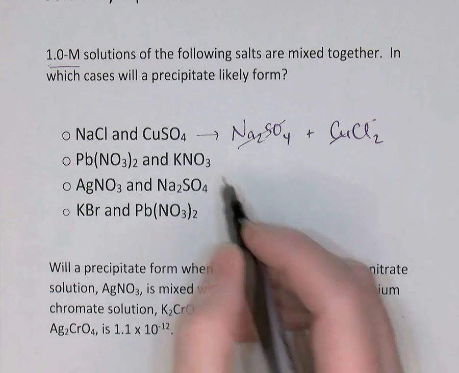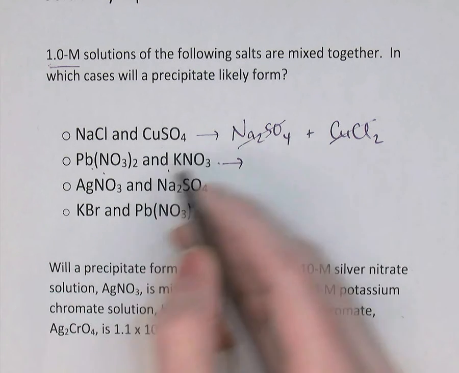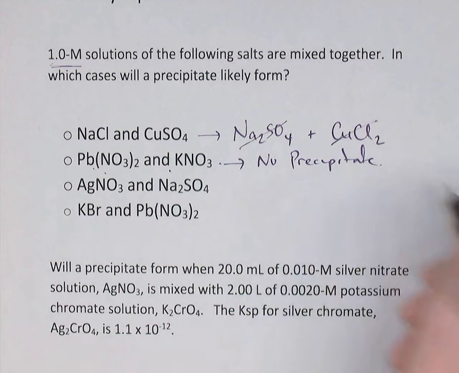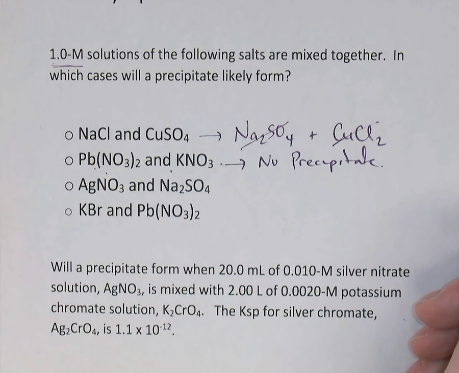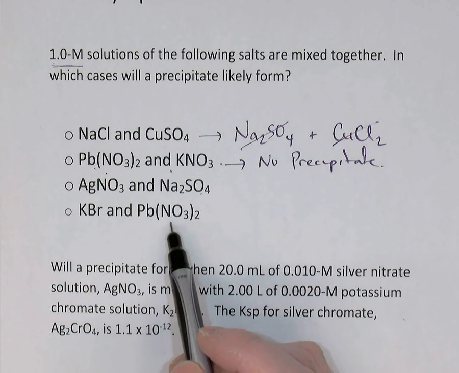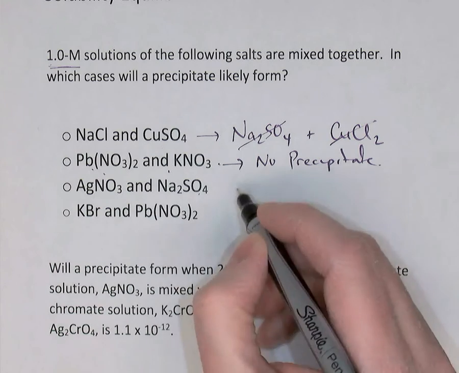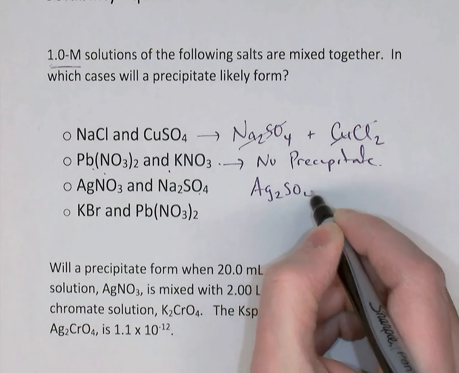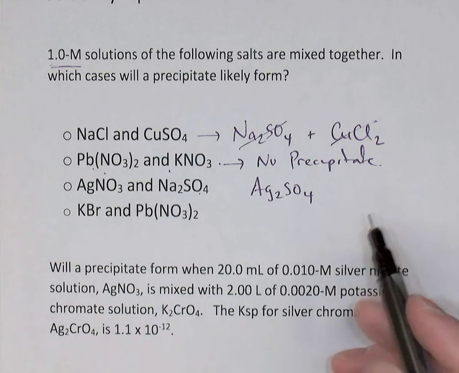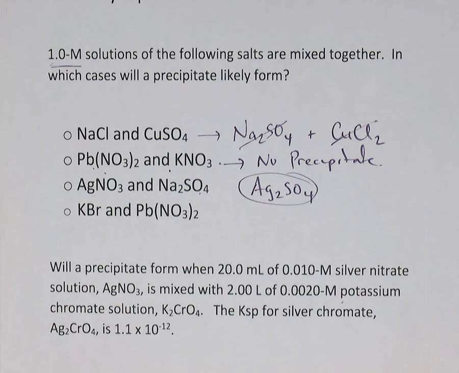Lead nitrate, potassium nitrate, well, this one's a bit of a trick. When you mix them, you're just going to get lead nitrate and potassium nitrate, so really there's no precipitate forming. Nitrate salts are highly soluble. Silver nitrate, sodium sulfate. We can do this in our head. Silver sulfate is going to be something that's not very soluble, so if 1 molar solutions are mixed, you're likely going to see a precipitate of silver sulfate, Ag2SO4. Sodium nitrate, by first rule and second rule, sodium and nitrate is not going to be a precipitate. It's highly soluble. So this is the salt that might precipitate in the third situation.